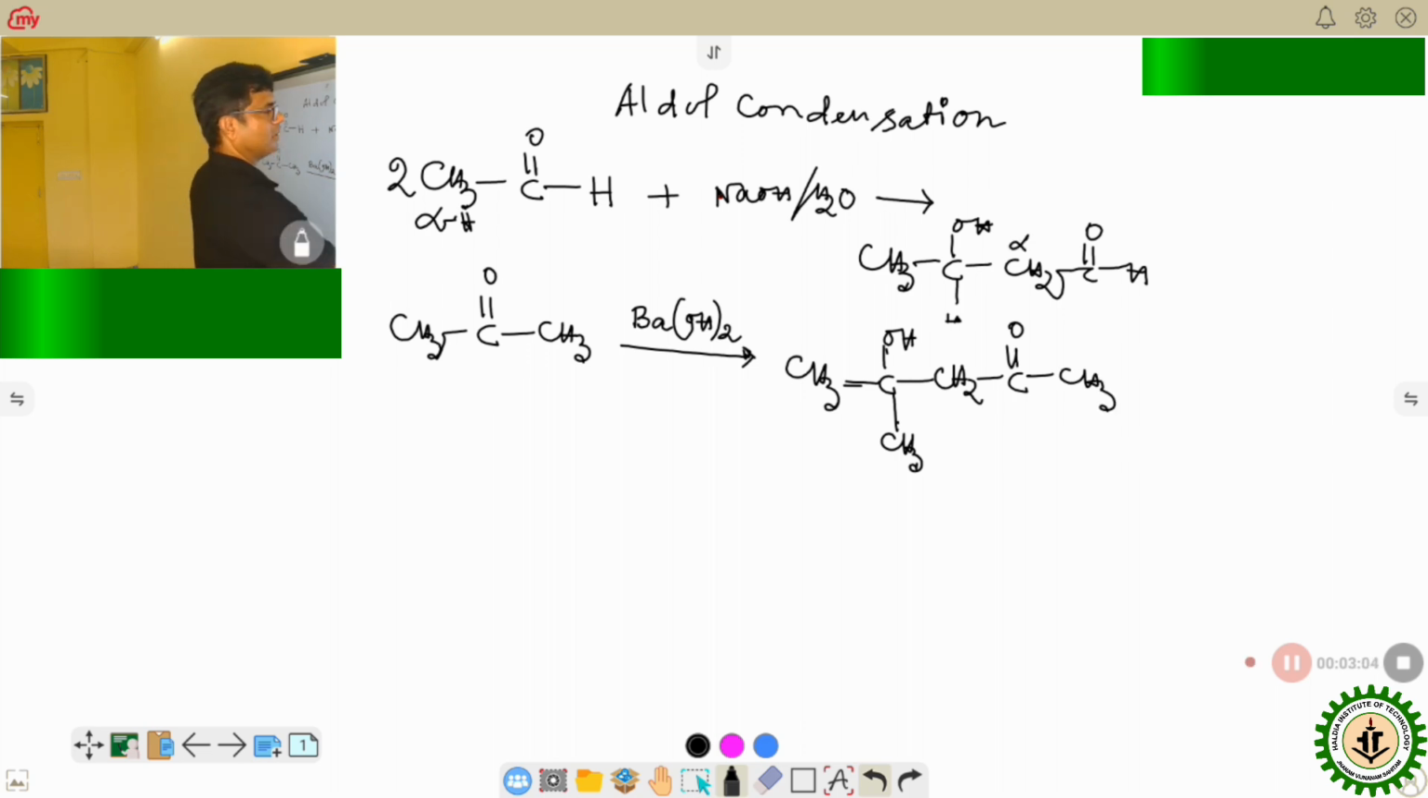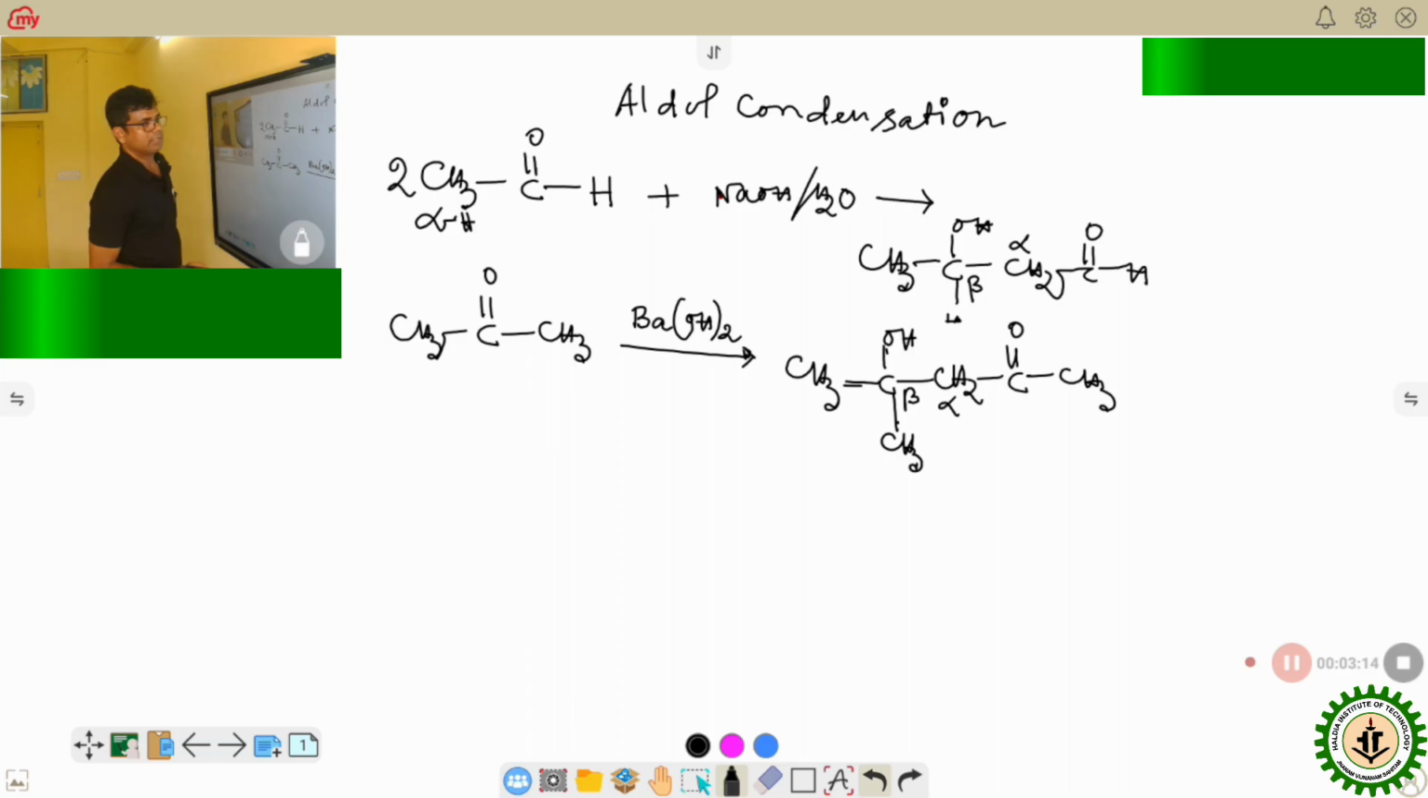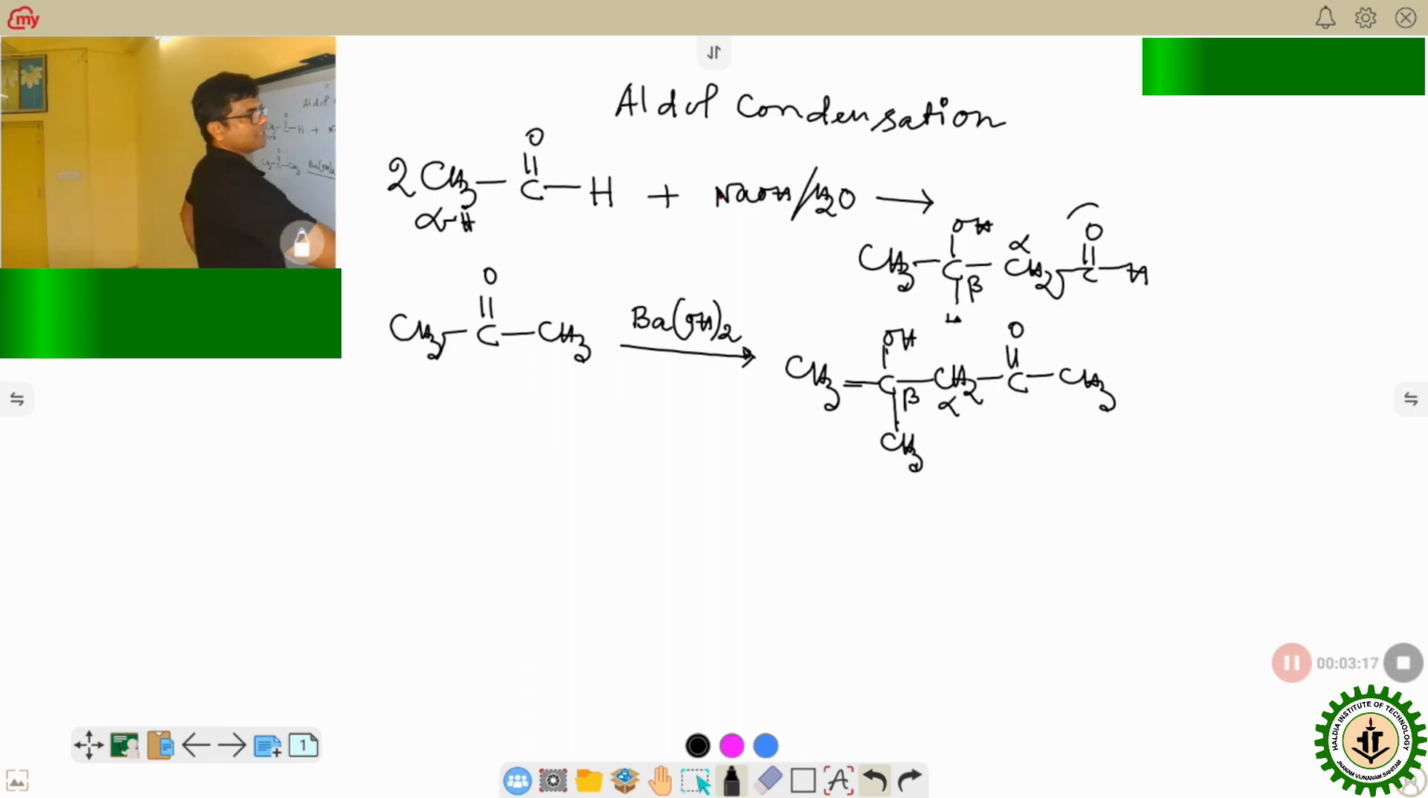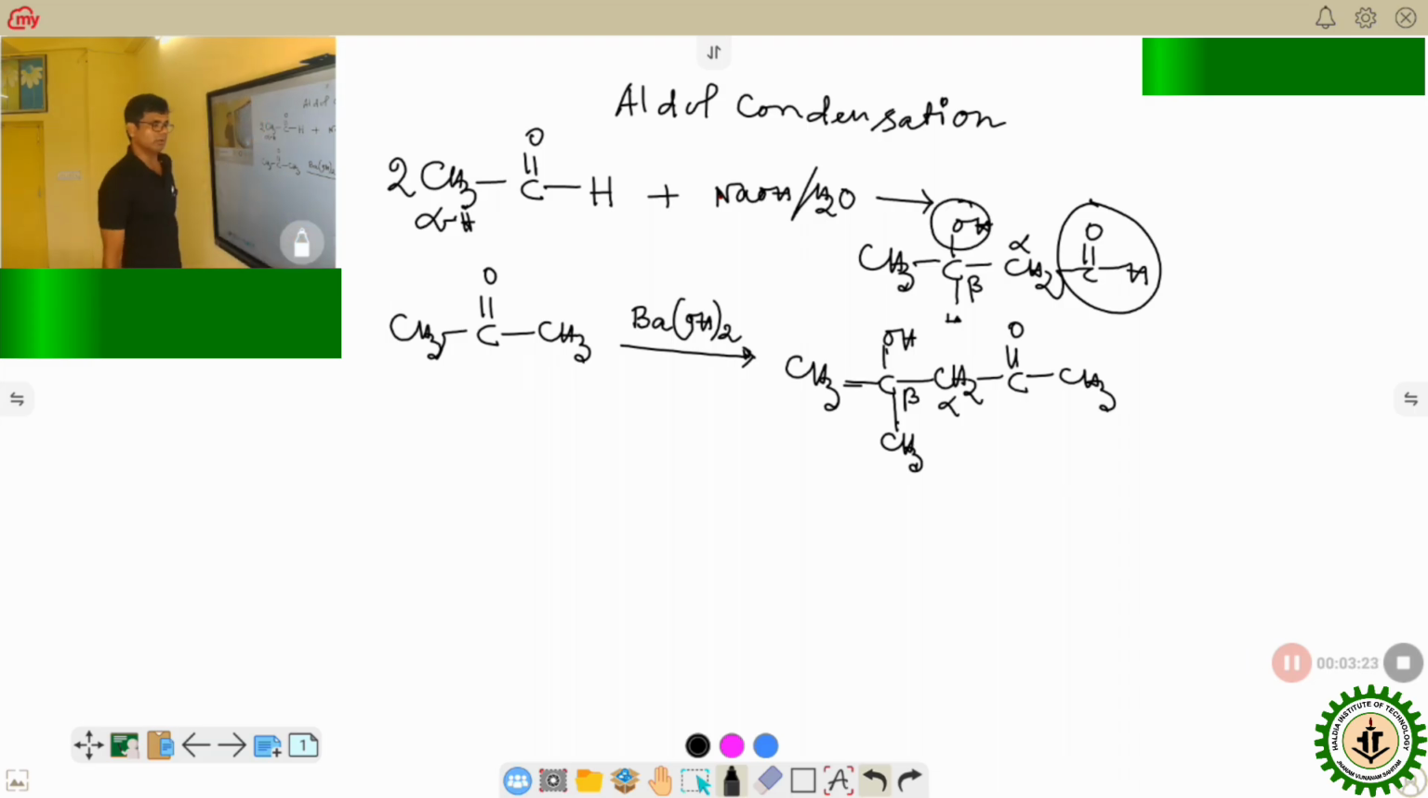So this is alpha and beta. This is alpha and beta. So beta hydroxy ketone is formed, here beta hydroxy aldehyde. Now the name aldol is given because an aldehyde group is present and an alcohol group, OH group, is present. That is why it is called aldol.